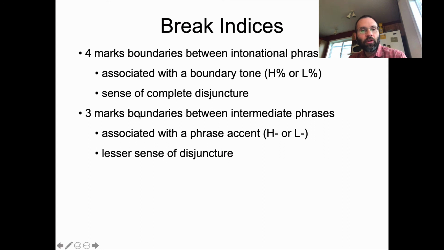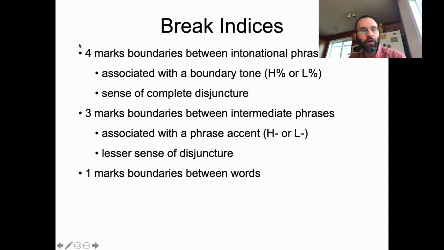Right beneath that, we get the 3-level boundaries, which mark the breaks between intermediate phrases. They always have to line up with a phrase accent, like H dash or L dash. I'll go back up here for a second. The 4 has to be lined up with a boundary tone, but the boundary tone is always going to have a phrase accent in front of it. We don't transcribe these with a 3, then a 4, and then a phrase accent and boundary tone. It's just 4, and it's going to have a phrase accent and a boundary tone in conjunction at the end. I'll show you some more examples here before we're done today. Anyways, going back to this, the 3 boundaries are the comma-level pauses between intermediate phrases, if you get them. So they are a lesser sense of disjuncture.